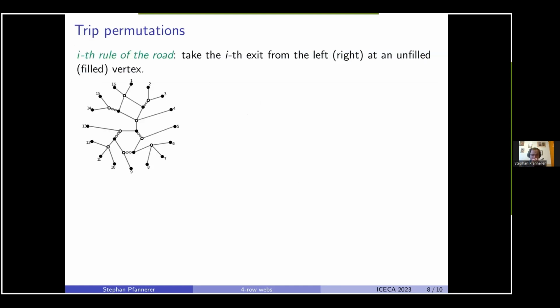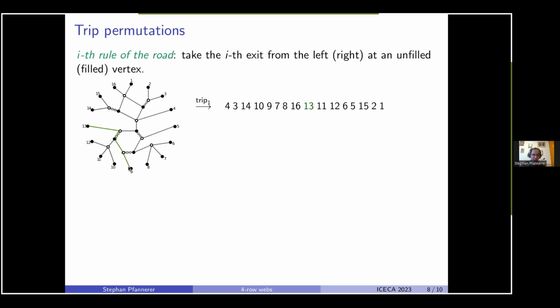What we want to assign to such a diagram is what we call a trip permutation. First, let's just talk about the first trip permutation, and that goes as follows. You start at some vertex, let's say start at 9, and we want to map 9 to some other vertex. I would think of this as a street network. These vertices are roundabouts, and the white ones are UK roundabouts, so you turn around left, and the black ones are US roundabouts, so you turn around in counterclockwise orientation.